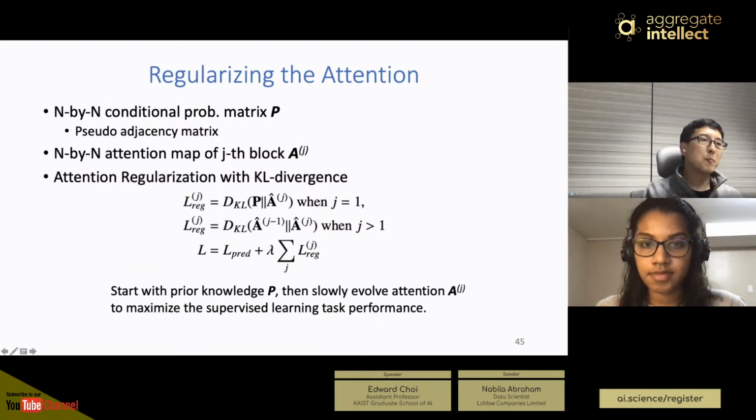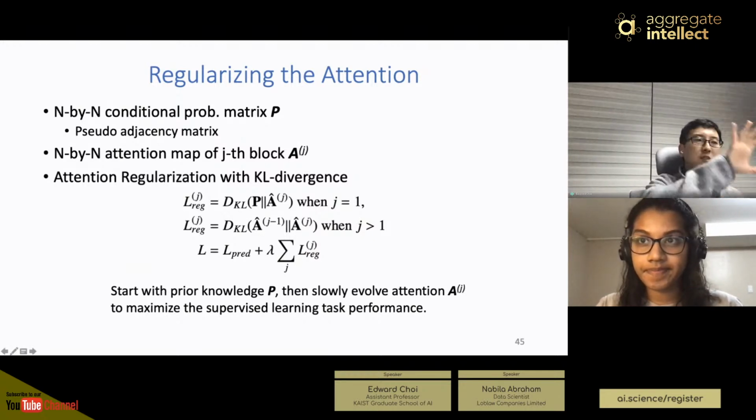So you start from P in the very bottom layer, in the first block, which is just a GCN where the adjacency matrix is P instead of the true adjacency matrix, because you don't know that. And you don't want the next attention map to diverge too much from the domain knowledge P, the prior knowledge P, and then you want to do that incrementally.